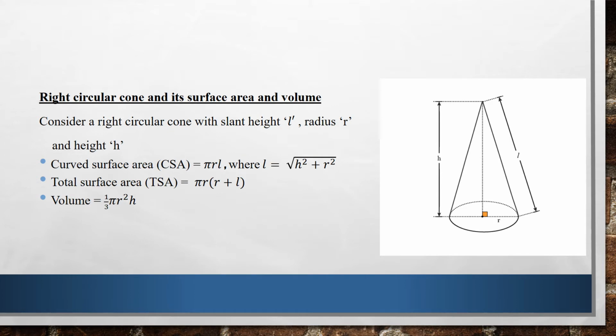Let us see the surface area and volume of a right circular cone. Consider a right circular cone with slant height L, radius r and height h. Curved surface area will be pi r L, where L, the slant height, is found using the Pythagoras property, which is equal to square root of h square plus r square. Total surface area of the cone is pi r into (r plus L), and the volume of the cone is equal to 1 by 3 pi r square h.